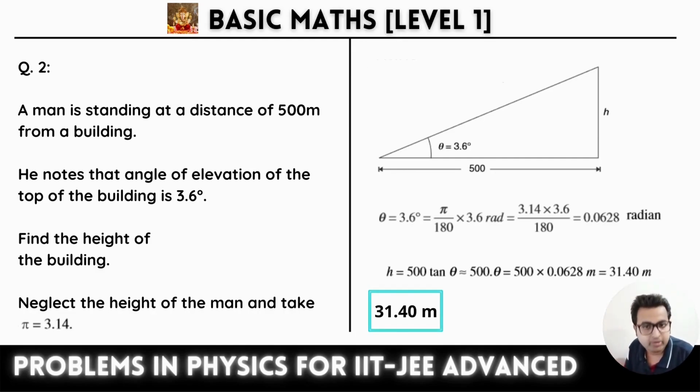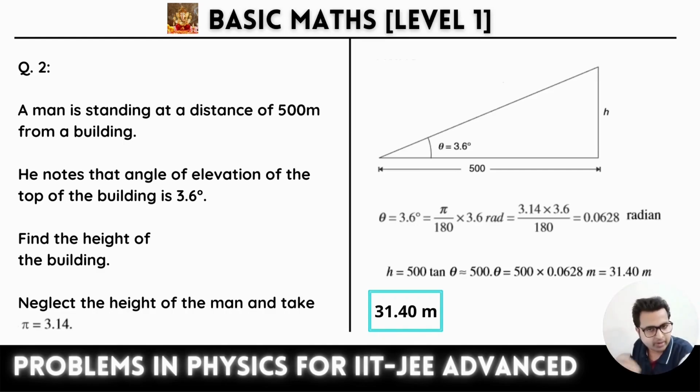You might be aware there are two concepts, angle of elevation and angle of depression. Whenever we look up to any object, that gives angle of elevation, and whenever we look down to any object, that gives angle of depression. So here the angle of elevation is 3.6 degrees. We just have to calculate h. From the diagram very easily we can calculate h. So let's see how we can calculate.